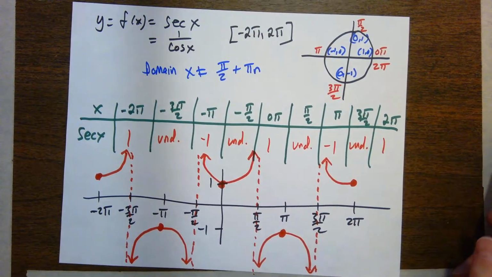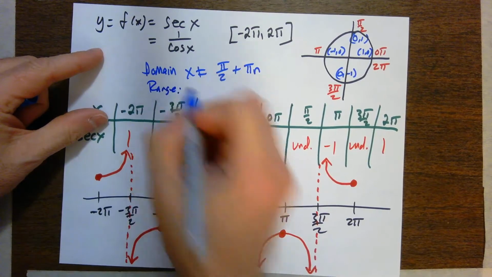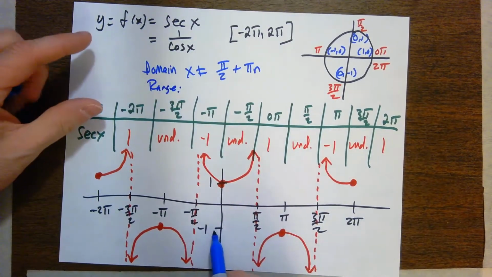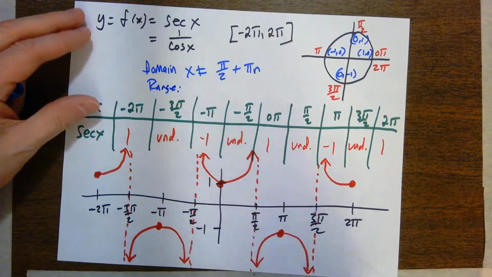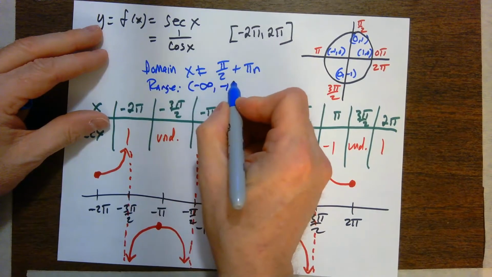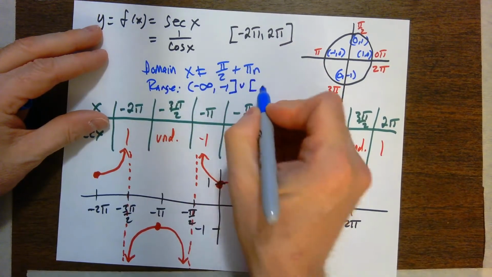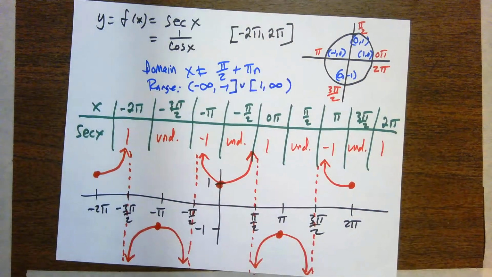What's my range? The range is a little bit more interesting. My range, it looks like I've got from negative 1 going to negative infinity and positive 1 going to infinity. So from negative infinity to negative 1, including negative 1, and from 1 to infinity. So that's a little bit more interesting, what's going on here with secant.